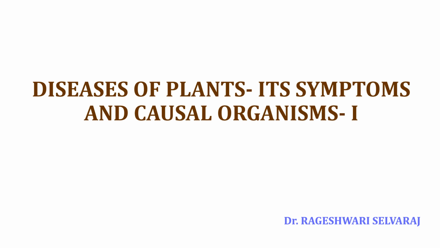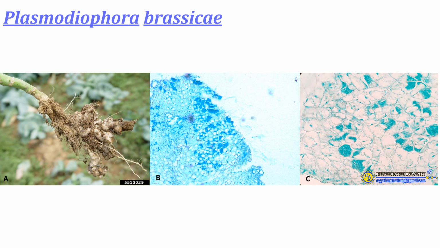Diseases of plants, their symptoms, and causal organism, part 1. The cercozoan Plasmodium brassicae causes clubroot in crucifers. The lower leaves turn yellow and the plants wilt during daytime. Roots of the infected plants enlarge to produce a club or knob-like structure. This takes place as a result of hypertrophy and hyperplasia.